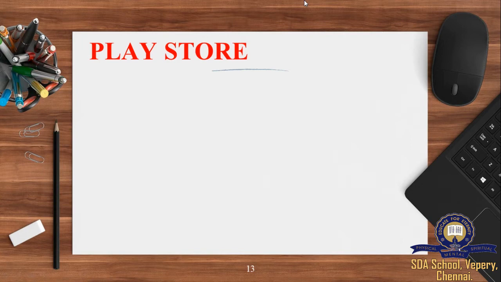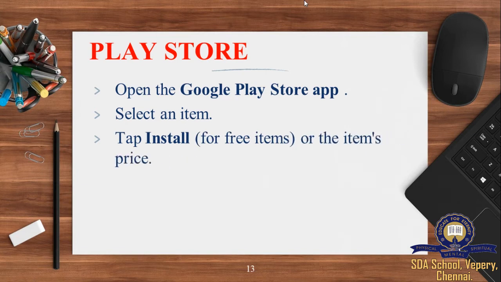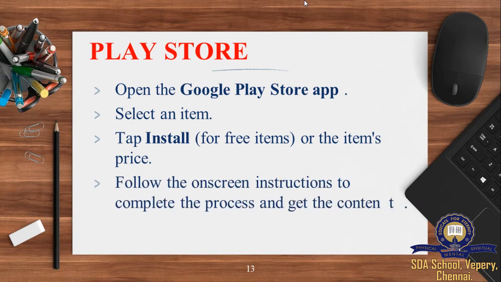So in this Play Store, what is the thing you will do first? If you want to download any app in the Google Play Store, first you have to open the Google Play Store app, either on mobile or on system. You can just open the Play Store app, select an item which you want to install and tap install. If it is free, you can download it for free. If it is paid, you can just pay the price and avail it. Follow the on-screen instructions when you are completing the process.